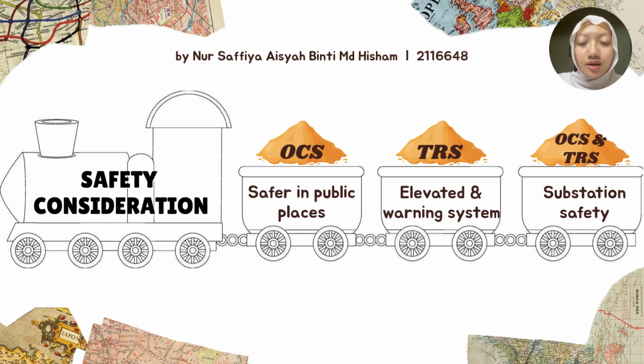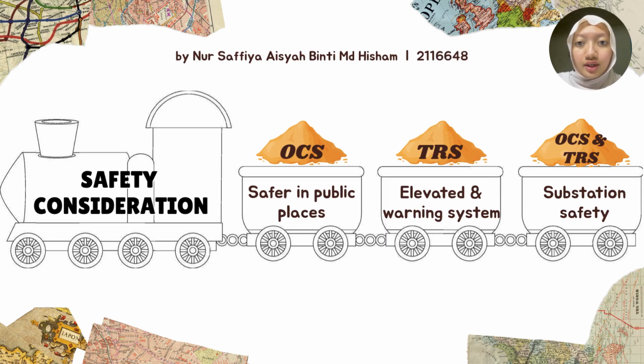Now, let's talk about safety. OCS systems are generally safer for public areas because the wires are up high and out of reach, but they do require strict maintenance, especially in storm-prone areas, to prevent damage or hazards. The third rail system, on the other hand, is closer to the ground, which means it can pose an electrocution risk if not properly fenced off or protected. That's why it's typically used in controlled or elevated environments like the KL monorail.